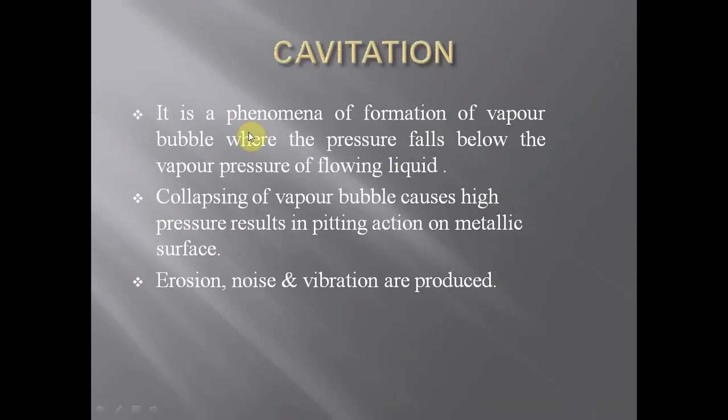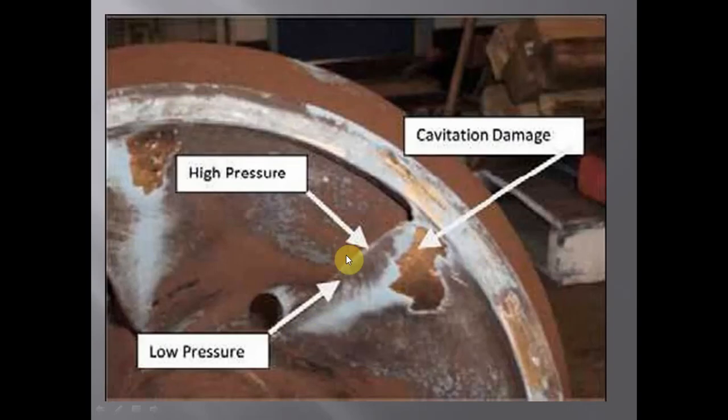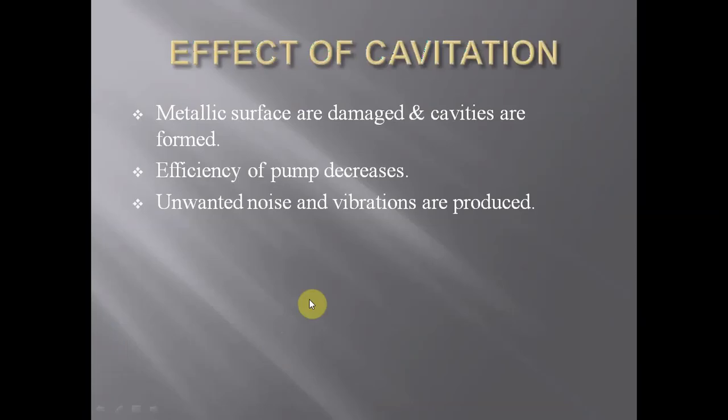Cavitation is the phenomenon of formation of vapor bubbles where the pressure falls below the vapor pressure of a flowing liquid. The collapsing of a vapor bubble causes high pressure, resulting in pitting action on the metallic surface. Then erosion, noise, and vibration are produced. So this is the cavitation which will be formed in the pumps due to the water content and some impurities: high pressure, cavitation damage, and low pressure. This is the figure of how the cavitation will be formed.